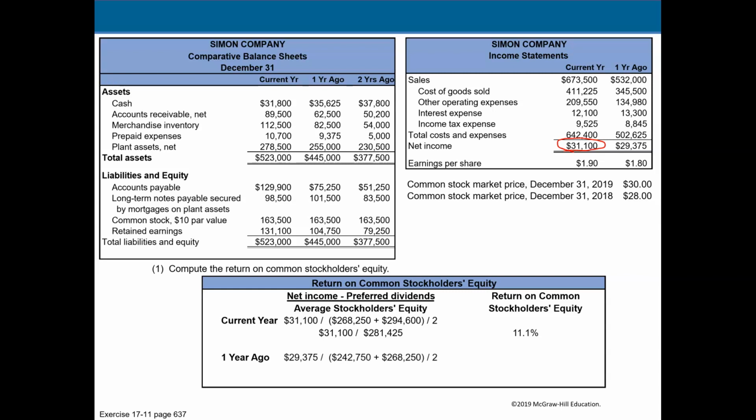Then look at 1 year ago. The net income is $29,375. And then take the average stockholders' equity and divide by 2, and you'll get 11.5%. So the return on stockholders' equity is also decreasing. So far, just about every ratio is going in the opposite direction that it should be.